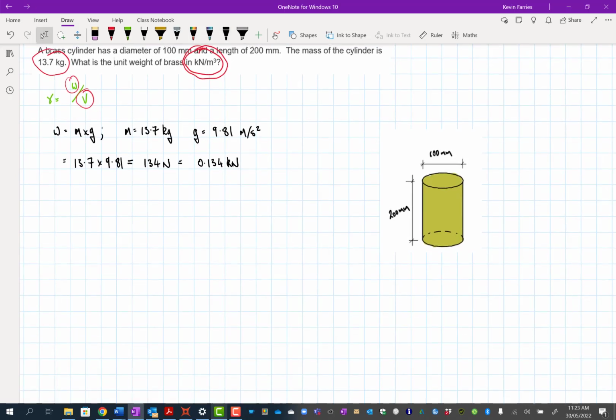So we've now got the weight. We need to figure out the volume. I usually remember the volume of any prism is just the area of its end times its length. If you can't remember, Google it. But if you Google anything for engineering, just make sure you've checked your answers on a few different sites to make sure you haven't got something incorrect.